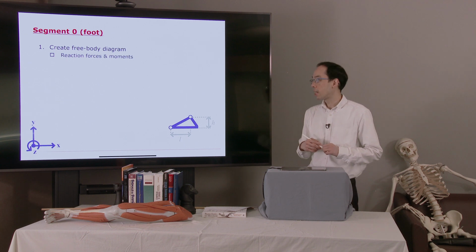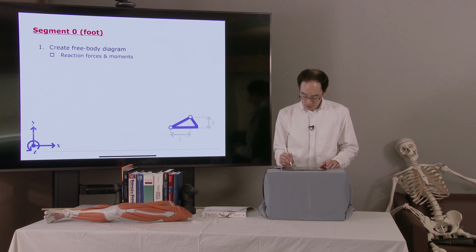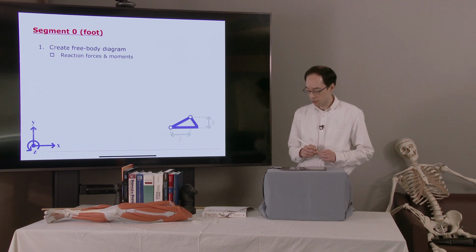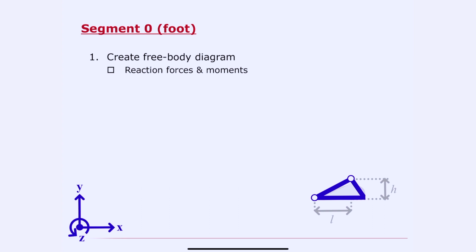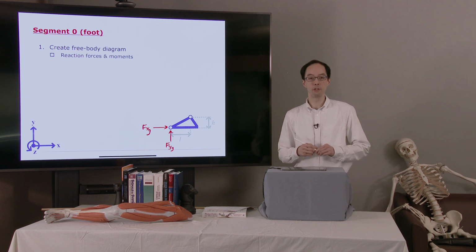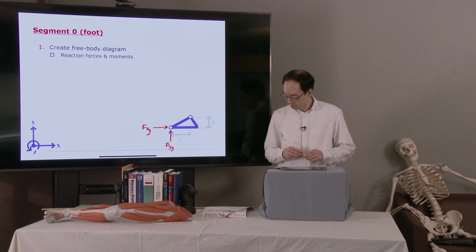Step 1 is to create a free body diagram. So we have our blue foot in the bottom right corner here. And we'll draw in the reaction forces and moments. Where do we have reaction forces? Well, there's a ground reaction force. Let's assume that it acts at the toe. Not a bad assumption if you're going to be taking off the ground for a jump. Fxg, Fyg. So these are the two components in the sagittal plane of the ground reaction force. I'm drawing them in the positive direction.